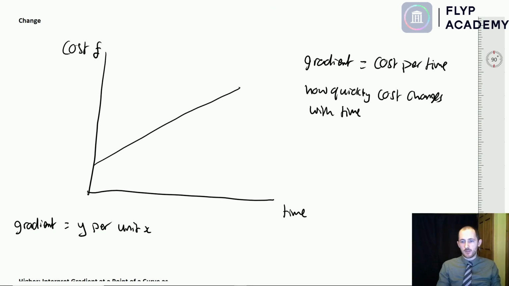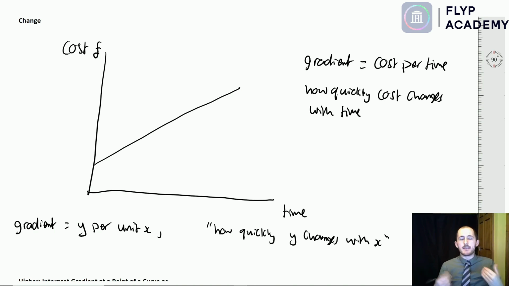That's how you interpret it. It's the y-axis per unit x-axis, or how quickly y changes with x. So in any of these questions, if it ever asks you to interpret the gradient, what does the gradient mean? Always just say it's whatever's on the y-axis per unit whatever's on the x-axis. You will always get the mark, nice and easy.